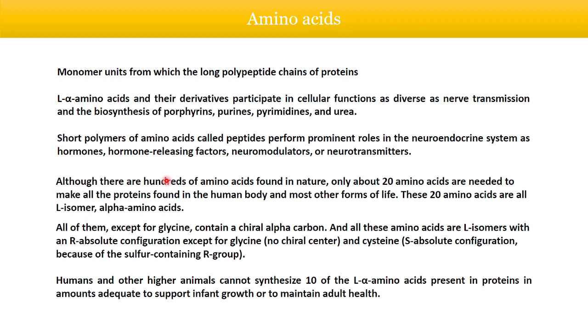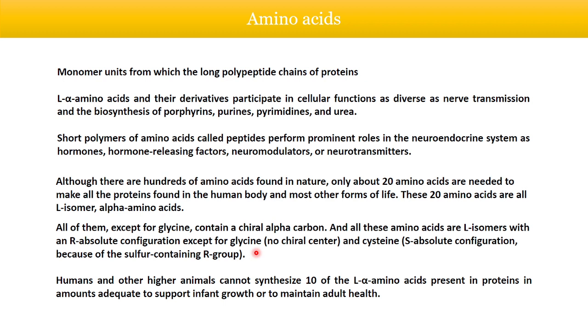So we only find the L amino acids prevalent. The D isoform is not so prevalent in amino acids, though there are obviously exceptional cases. All of them except glycine contain a chiral alpha carbon, and these amino acids are the L isomers with an R absolute configuration, except for glycine, which does not have a chiral carbon, and cysteine, which has an S configuration because of the sulfur-containing R group. So based on this, we are classifying the amino acids and giving brief information about what amino acids are and which form is more prevalent.